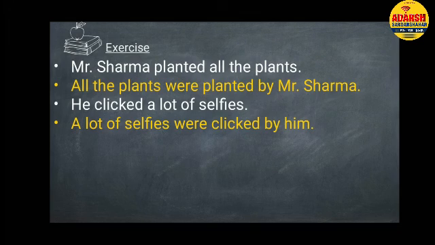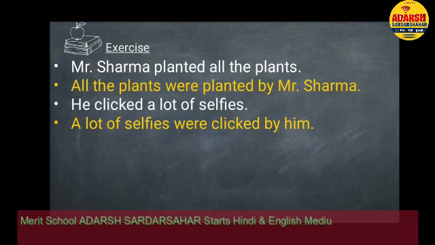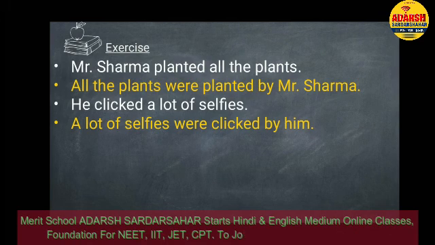So here if you notice that our subject is a pronoun and we change he to him according to our pronoun table, because we are changing its subjective form to objective form while we are replacing subject to object. Now here you can see the passive of the sentence is a lot of selfies were clicked by him.